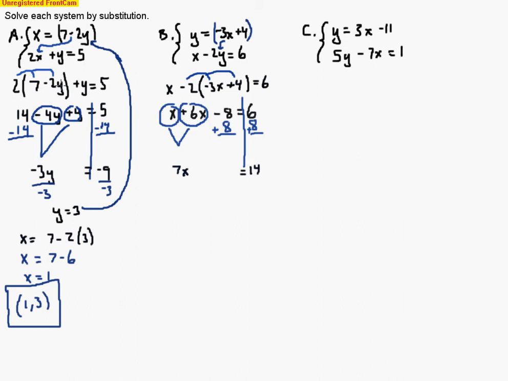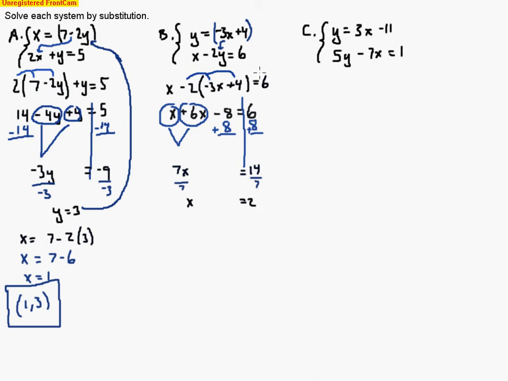Well, one more step here, and that is to get rid of this 7. We get rid of that by dividing by 7 on both sides, and we'll have our answer. So now we've got x equals 2. Well, that's the x value.